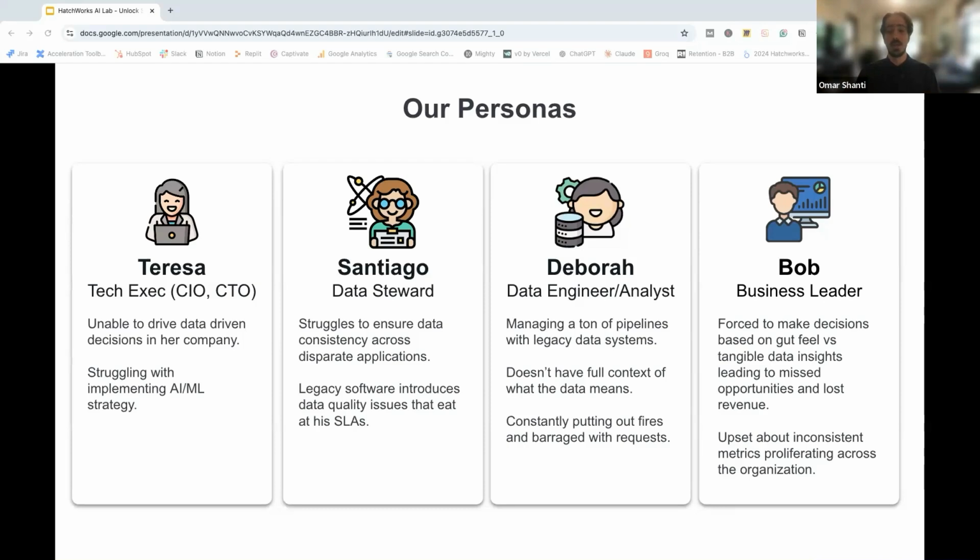Bob is struggling to sort of make data-driven decisions that are not based on gut feel, but based on tangible insights. So those are some of the personas that we should keep in mind as we go into this next section, when we go into the demo.